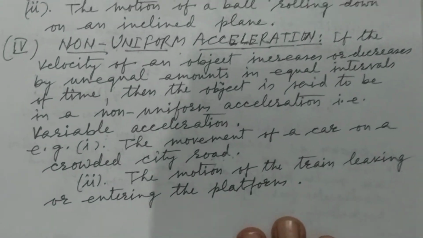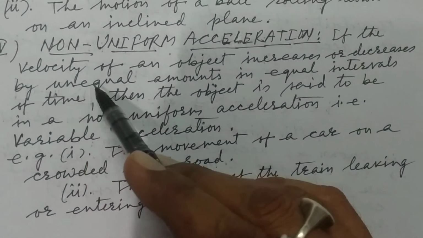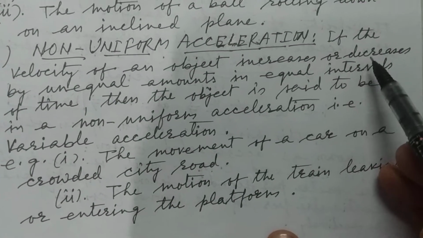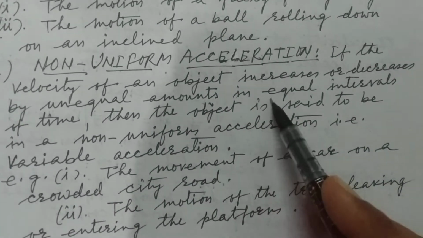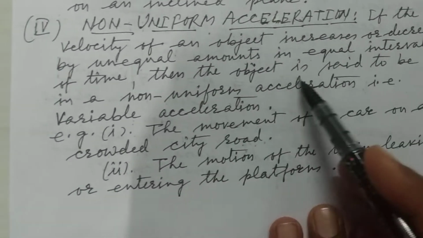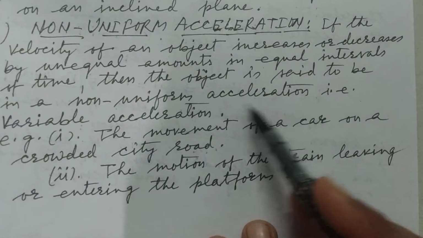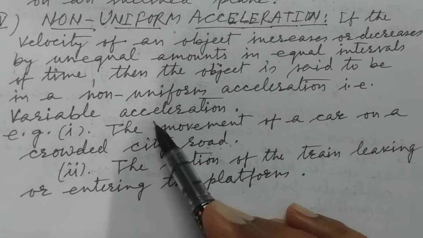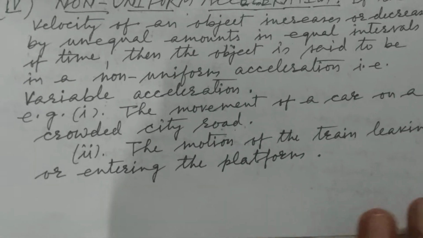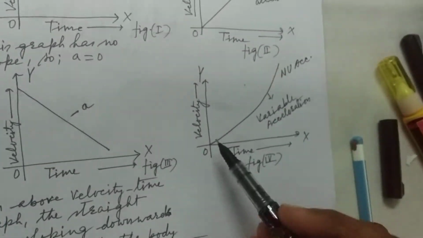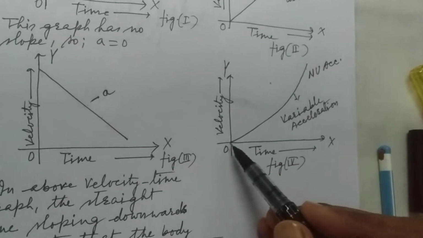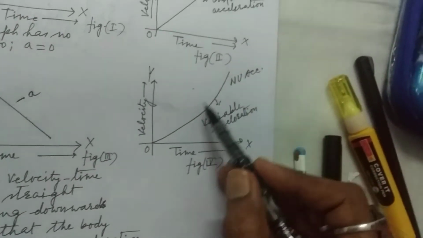Non-uniform acceleration: if the velocity of an object increases or decreases by unequal amounts in equal intervals of time, then the object is said to be in non-uniform acceleration. That is also called variable acceleration. For example, here is the example, and this is the velocity time graph. The graph is a curvy line.